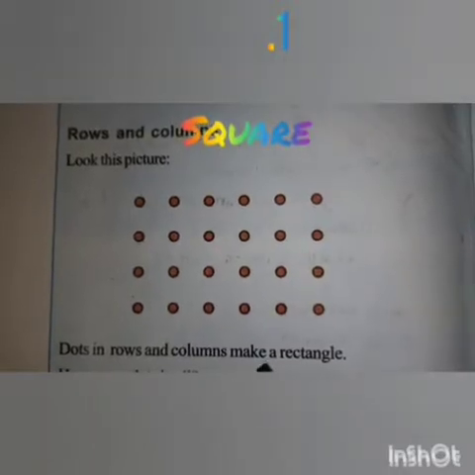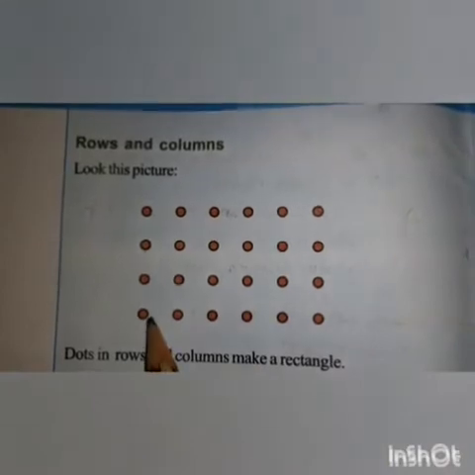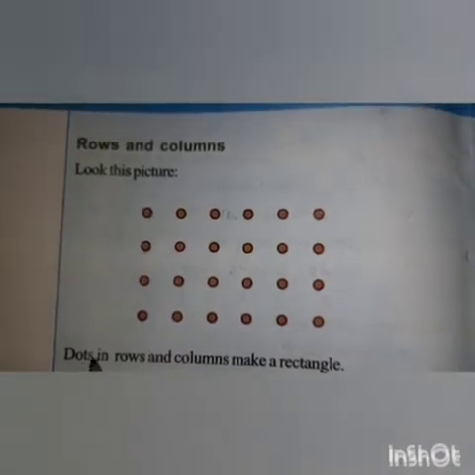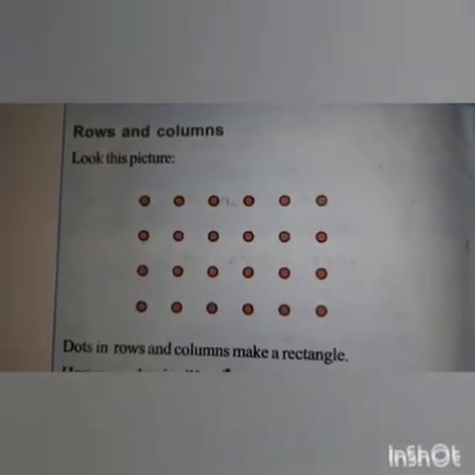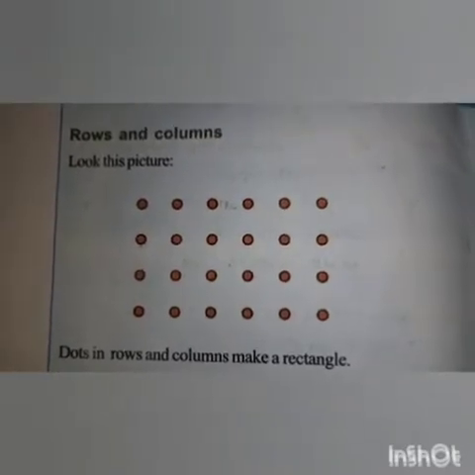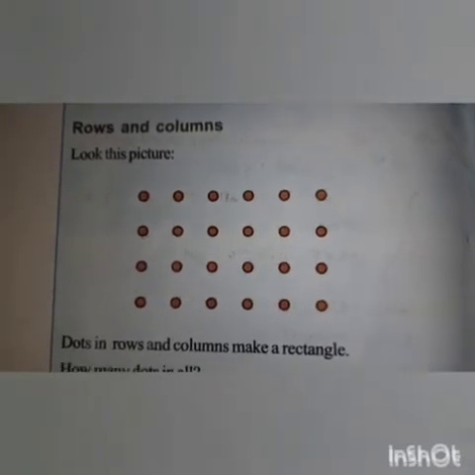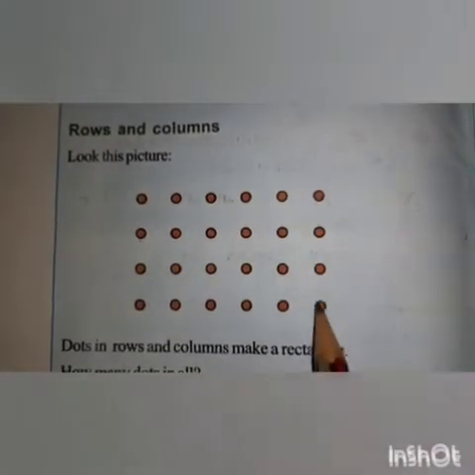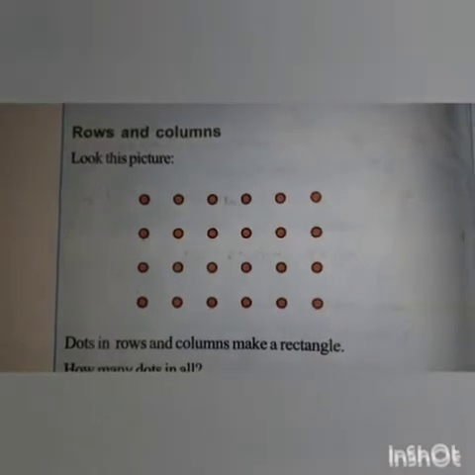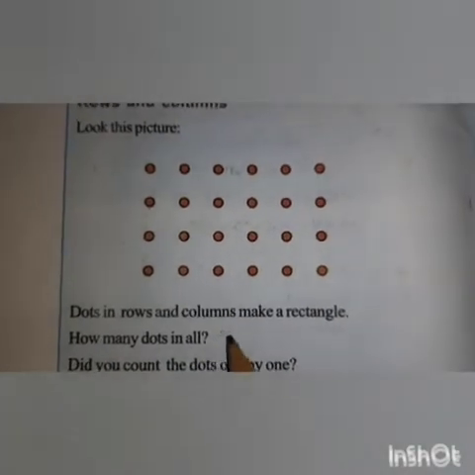See this picture. You can see a rectangle shape. The dots are arranged in rows and columns to make a rectangle. How many dots are here totally? Just count it. You will get 24 dots.